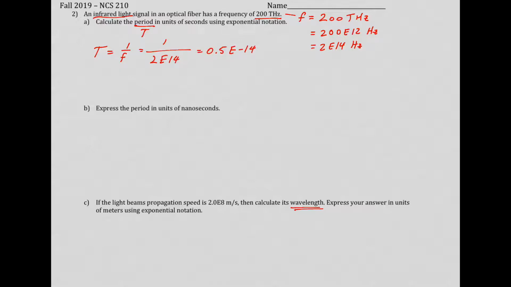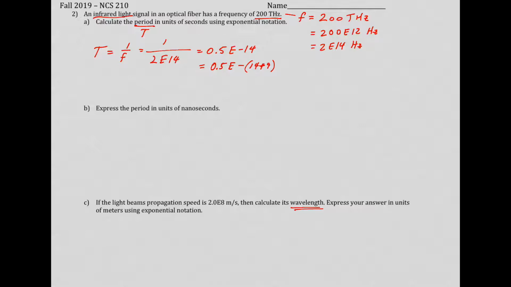So the bigger the frequency, the smaller the period. So now we have an incredibly small amount of time here, 0.5 times 10 to the minus 14th seconds. And let's see, a nanosecond is 10 to the minus 9th seconds, right? So this is 0.5 e to the minus 14 plus 9, right?